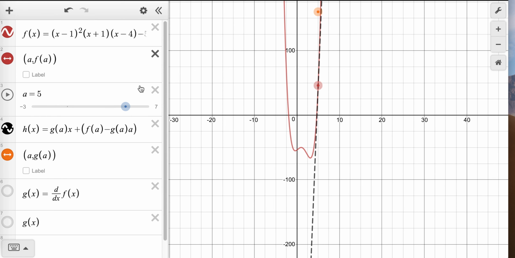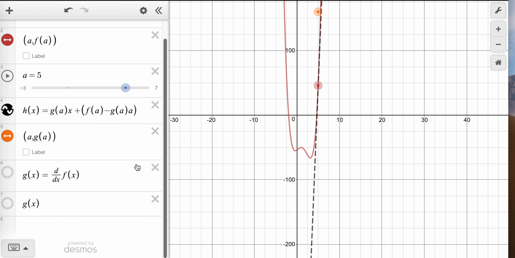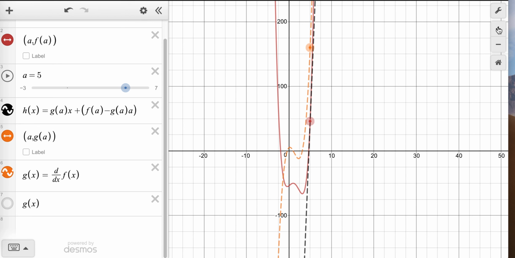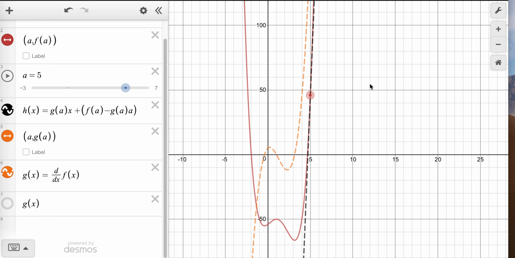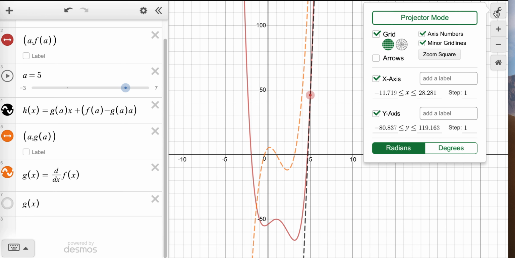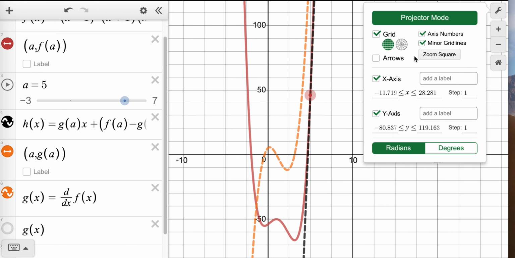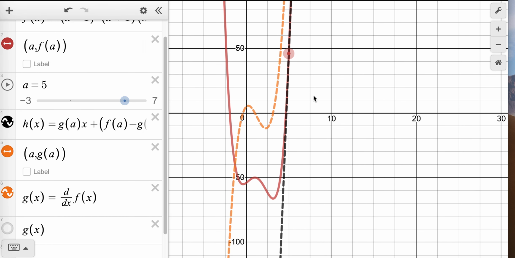So again, you can't really tell from this graph, but it is x to the fourth. And so the derivative of an x to the fourth graph would look like an x cubed graph, right? So if I put that on there, I've got a lot of dotted lines on here. The red is the original function. The black is the tangent line. And as I trace out the tangent line, the orange point slides along the derivative. So that's what the derivative actually looks like.